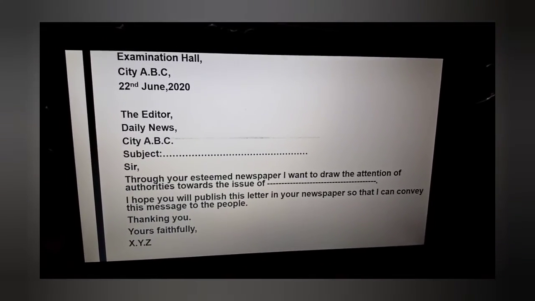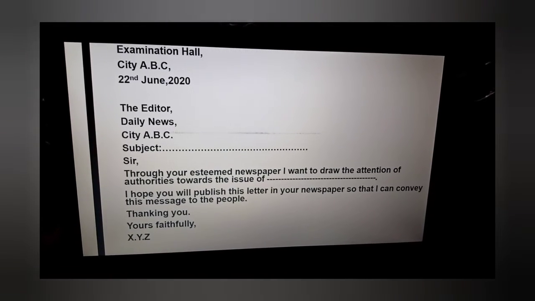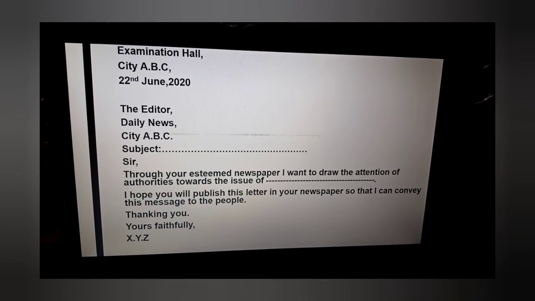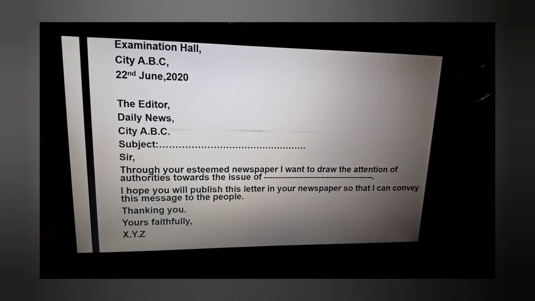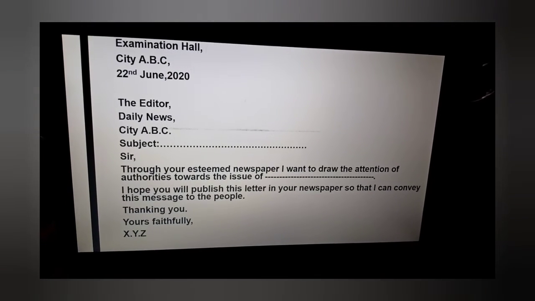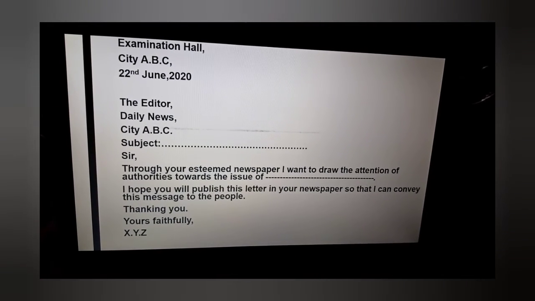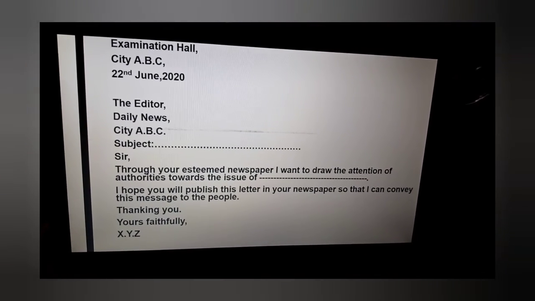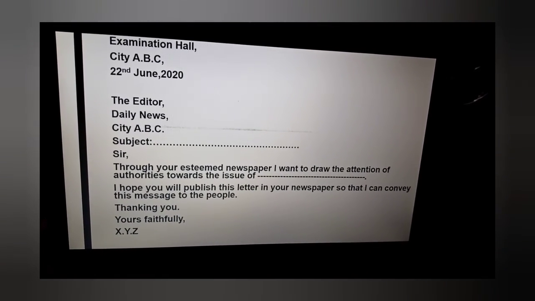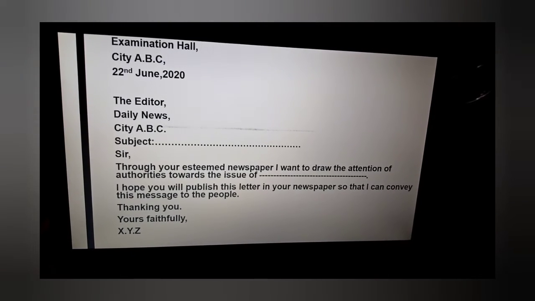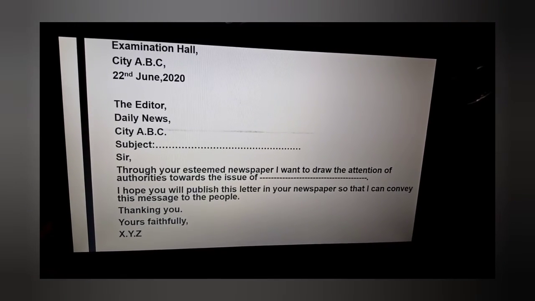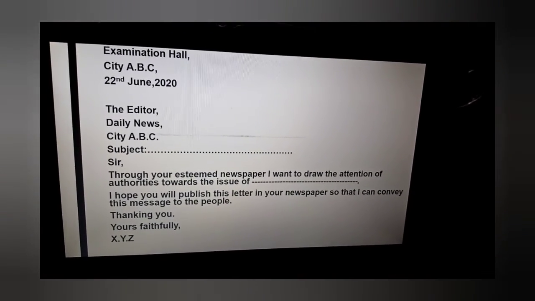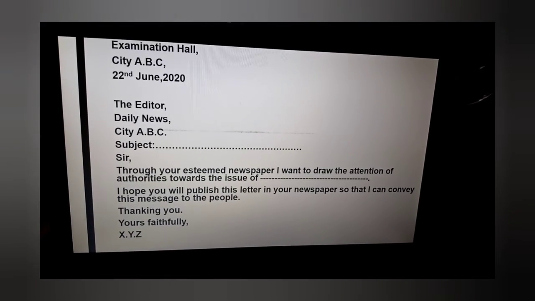Here is a format of a letter. Examination Hall, City ABC, 22nd June 2020. After leaving a space, The Editor, Daily News, City ABC, and then the subject in a single line. Then: Sir, through your esteemed newspaper, I want to draw the attention of authorities toward the issue of dash with respect to the current issue.